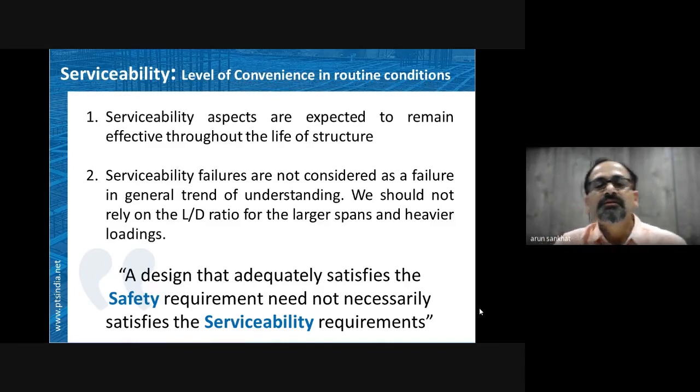So that is why serviceability has to be given immense importance during design. And if we give serviceability proper justification, we'll have better, more durable structures, and long-term deflection can be taken care of. So a design that adequately satisfies the safety requirement need not necessarily satisfy the serviceability requirements.